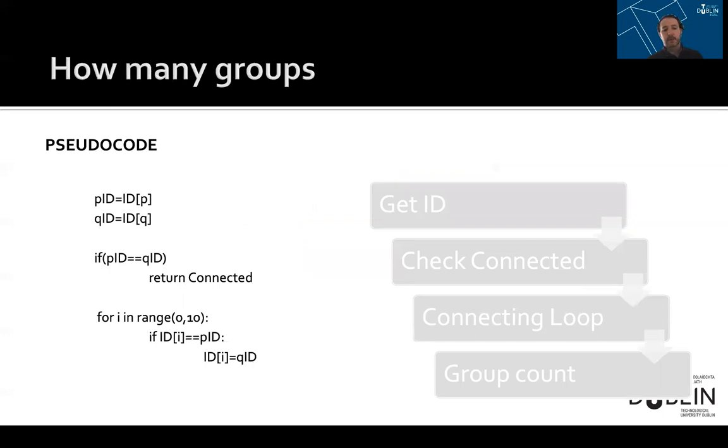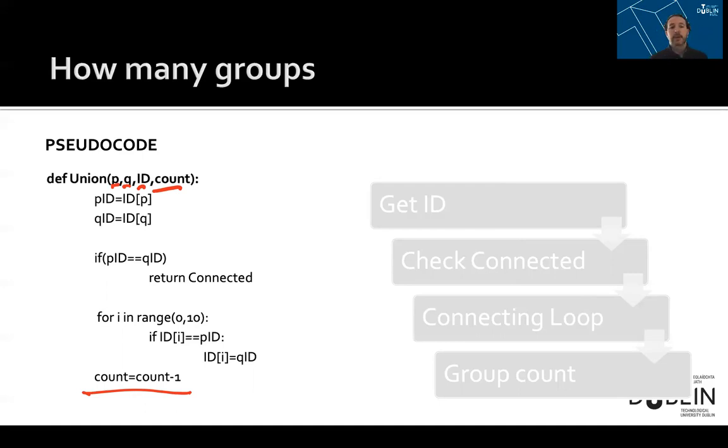So how do we connect groups? Every time we make a connection, we subtract a count. So what we have to pass in, if we want to connect two nodes, we pass in P, which is the node object, Q, which is the other object, ID, which is the ID for everything, and count, which is a number of groups.